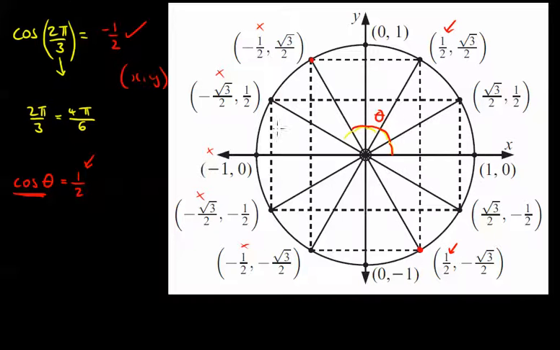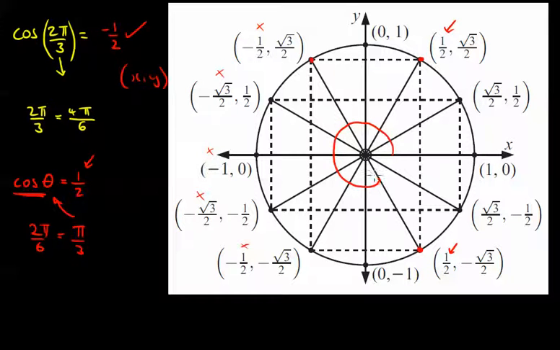We're always starting from the x-axis, going anti-clockwise. What angle gives you a half when you do the cosine of it? Well, there's the first one. We've got 2 pi over 6. Each one of these is pi over 6, so we've got 2 pi over 6. Does that simplify? Yes, it simplifies to pi over 3. There's one answer.